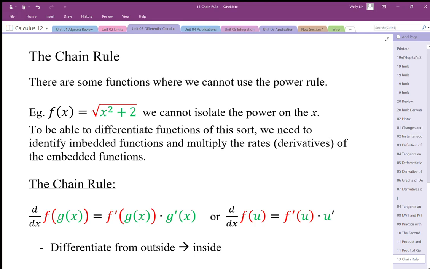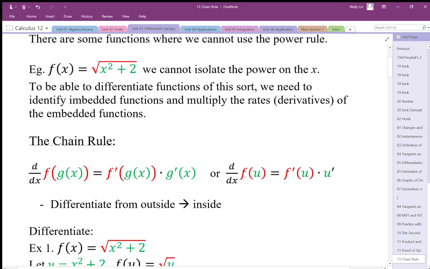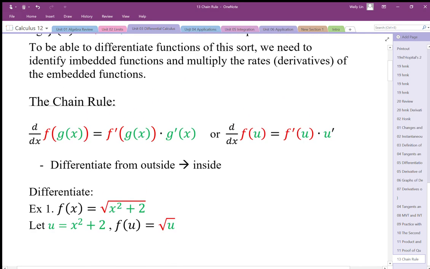So right now we're just going to look at how we actually do this. How do we do derivatives or rates of change for these embedded functions? We need something called the chain rule. So the chain rule looks like this. And basically, to apply the chain rule, we'll differentiate from outside to inside.